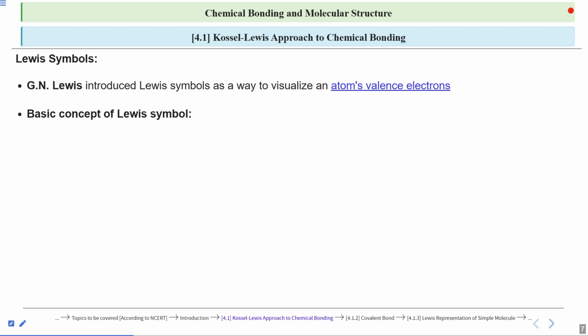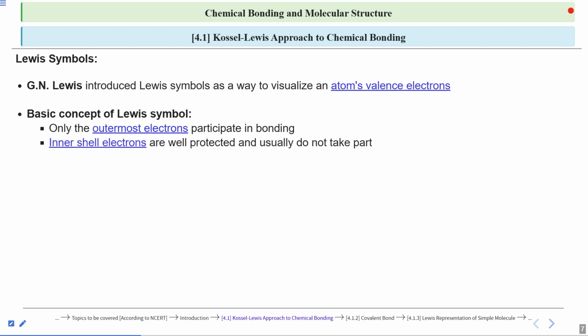Now, what is the basic concept to draw the Lewis symbol? How do we draw it? It's very simple. As I said, only the outermost electrons are represented, and they are the ones which participate in bonding. Whereas the inner shell electrons will never participate in bonding. They will be protected by the outermost electrons.